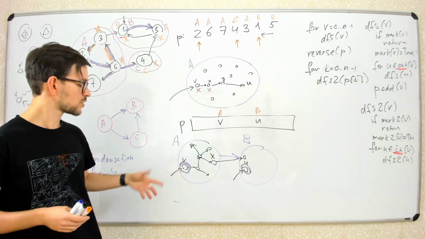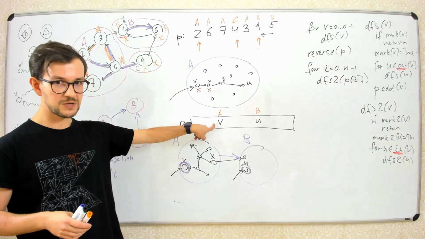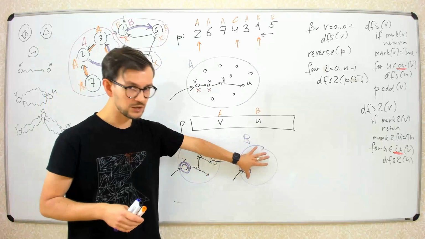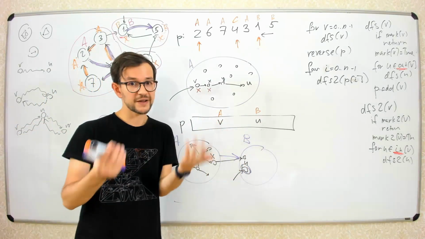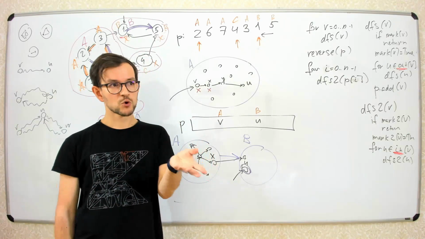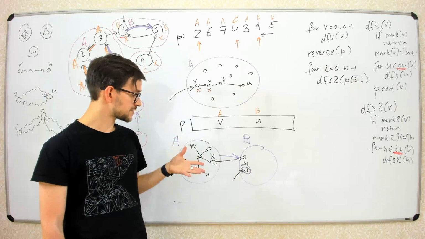Well, because you cannot exit this node. When you put this V into this P, you try to visit everything from this node V. You can visit something from B, so B must be to the right of A. It's actually quite intuitive. It's actually the same proof as we had for topological ordering. So it's basically the same thing.